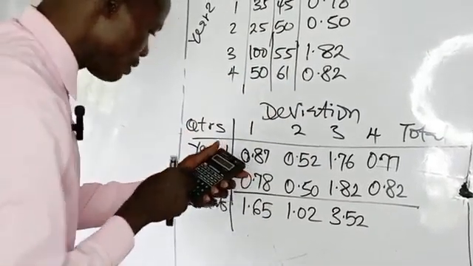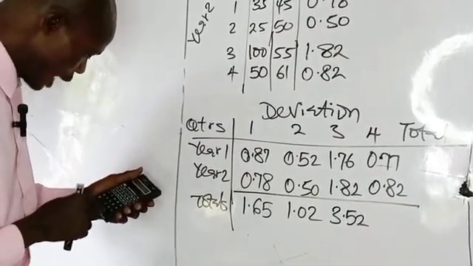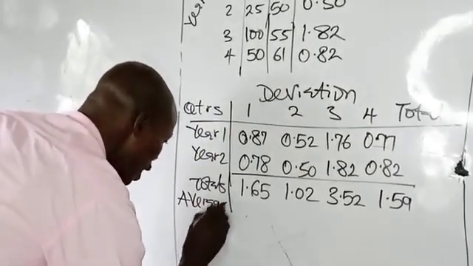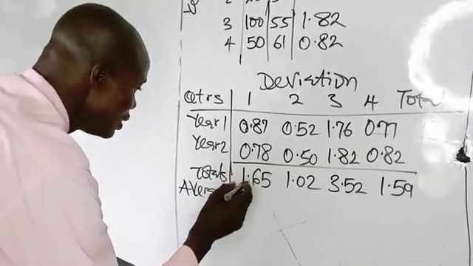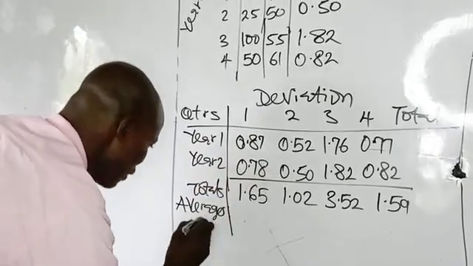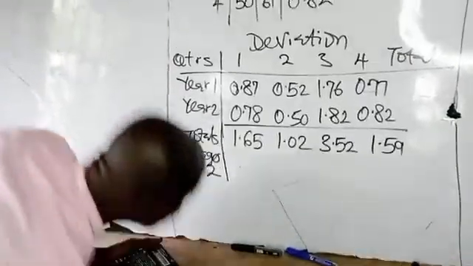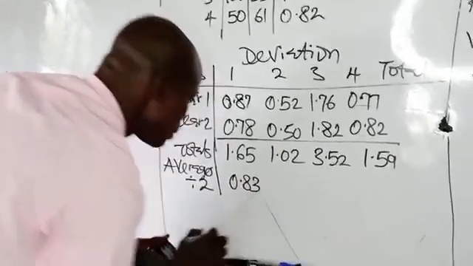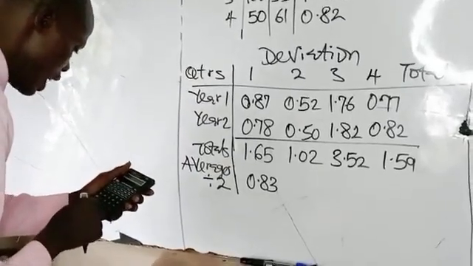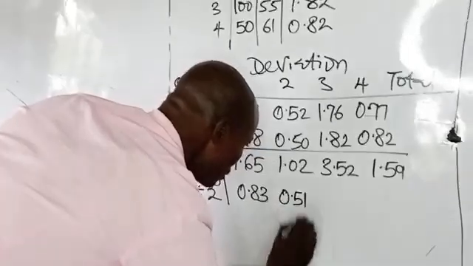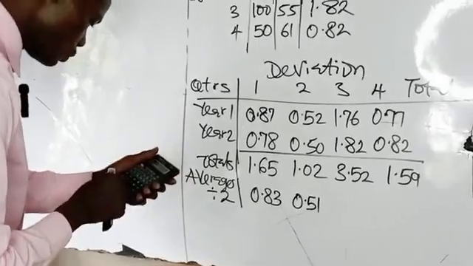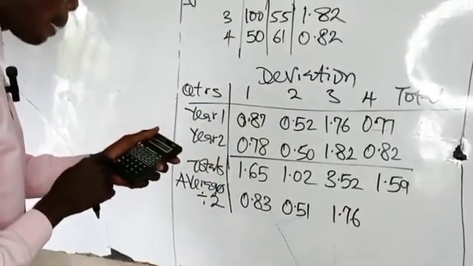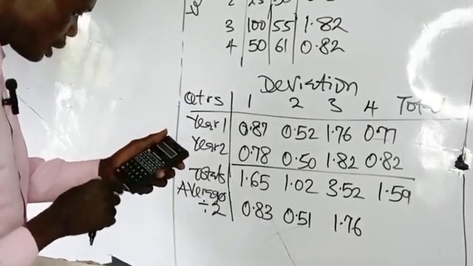Then 0.77 plus 0.82. That is total 1.59. Let's find the averages of this. To find the average, you divide, since 2 years are involved, 2 items divided by 2. So 1.65 divided by 2, that gives us 0.83. 1.02 divided by 2, that gives us 0.51. Then 3.52 divided by 2, that gives us 1.76. 1.59 divided by 2, that is 0.80.